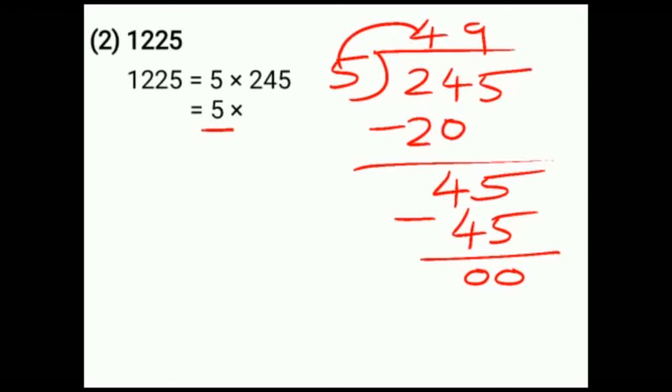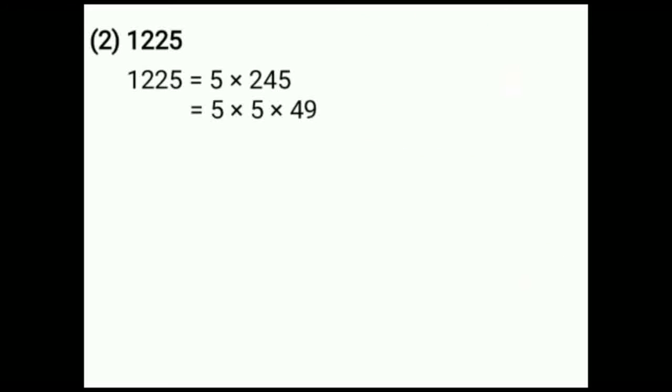This 5 you have to write as it is. I already wrote it here. That is equal to 5 into 5 into 49. Number 49 is in the 7 table directly, so we will use the 7 table and write the direct answer. No need to divide if you know the 7 table. 7 sevens are 49. That is equal to 5 into 5 into 7 into 7.